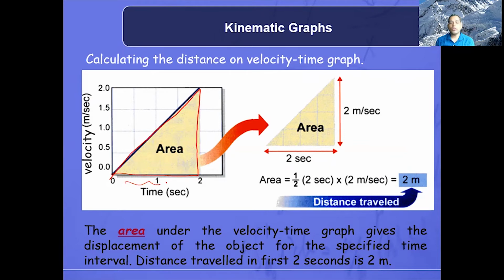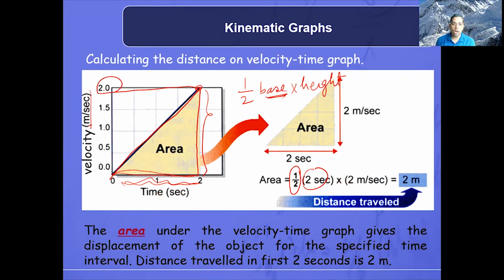So the time duration is 2, right? So area of the triangle is 1/2 base times height. If you remember, that's how you find the area of the triangle. So 1/2 is 1/2. What is base? This is my base. From here to here is 2 seconds, 2 second base. Then times height. How tall is the triangle? So this is 2 meter, right?